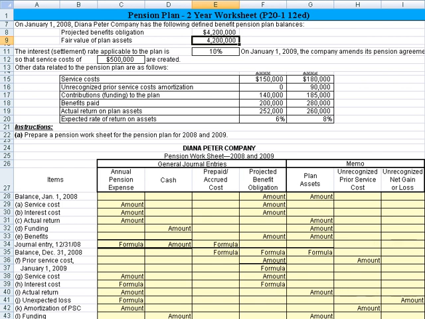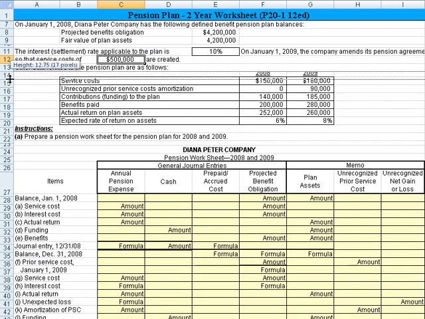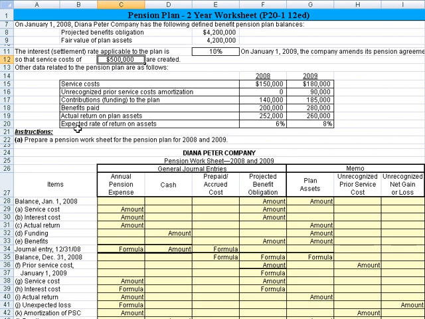On January 1st, 2009, the company amends its pension agreement so that prior service costs of $500,000 are created. And then we've got some other data here as well. Oh, and I better show a little bit more of this so we can see what the data is per year. Okay, we need to prepare a pension worksheet for the pension plan for 2008 and 2009. So let's get started on that.